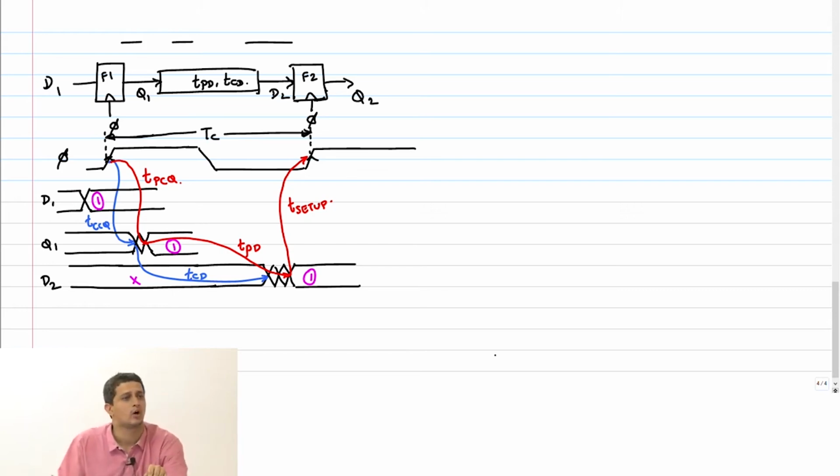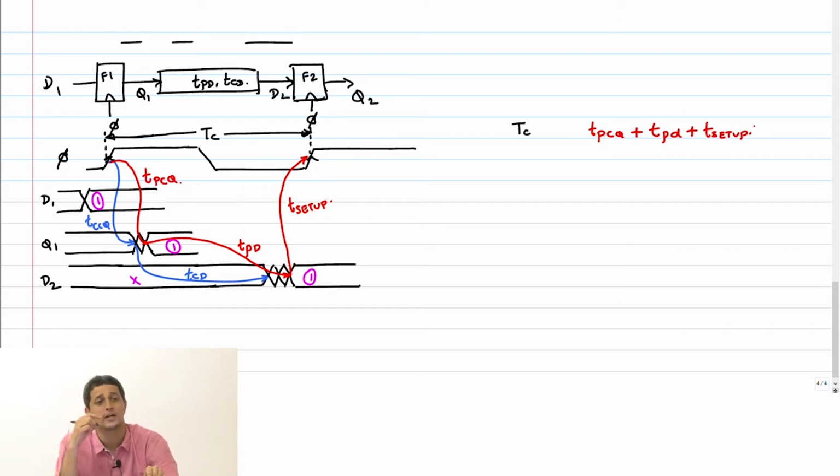So, what is the constraint now? Yeah, right. So, let me write TC here and I'll write the sum of these delays, which is basically TCQ plus TD plus T setup. What's the inequality? Greater than or equal to.